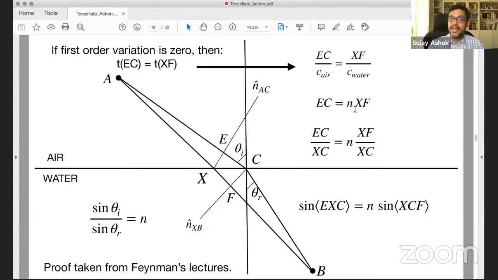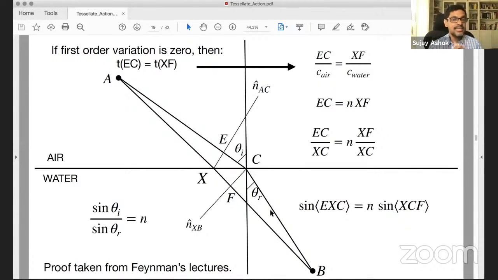But speed in water and speed in air are related by the refractive index. So these 2 lengths, only when it is an extremum, remember, are such that they're related by the refractive index. You can see that EC has to be bigger because the speed of light in air is more. You can travel a larger distance in the same time. Okay, so now I just do some basic trigonometry. I divide both sides by this common length XC, and I see that what I have is nothing but the sine of this angle EXC. And here I have the sine of this angle. Using just some basic trigonometry, you can check that that is nothing but the angle of incidence and the angle of refraction.